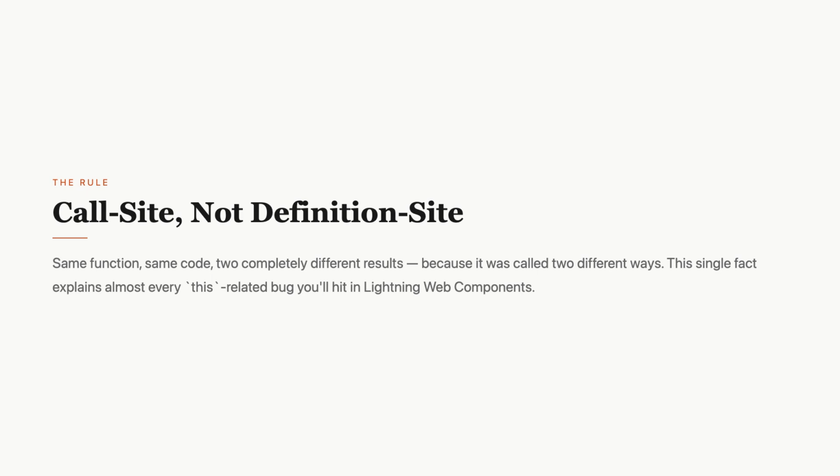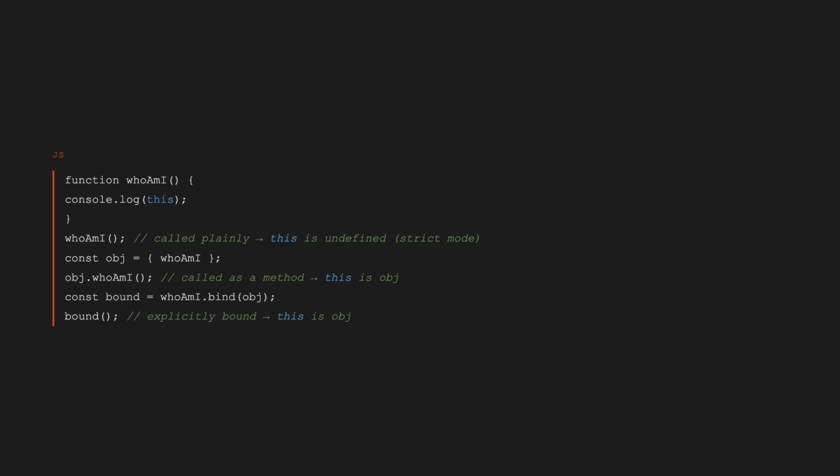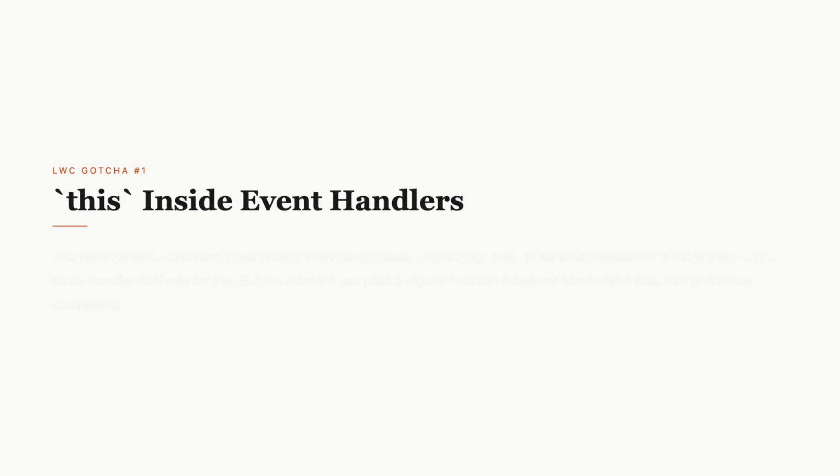Gotcha number 1, straight from real LWC code. You write handleClick(event) and expect this inside it to be your component. It usually is. LWC binds your handler methods for you automatically. But the moment you pull that method out as a bare reference and hand it somewhere else, that guarantee disappears. Here's exactly how that breaks. Inside the class, this.handleClick works fine when called as this.handleClick. But extract it, const handler = this.handleClick, and pass that bare reference into addEventListener, and this inside handleClick is no longer your component. It's whatever called the function this time.